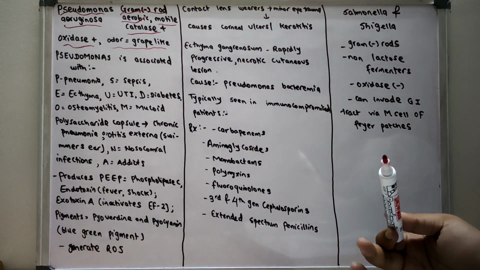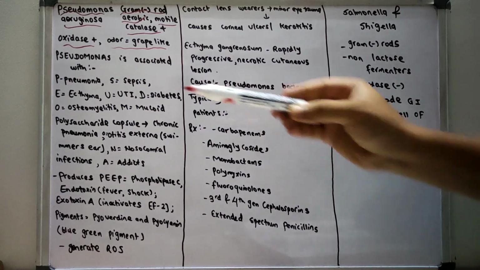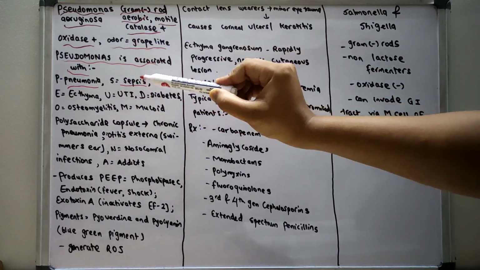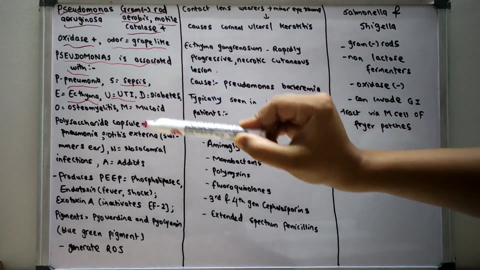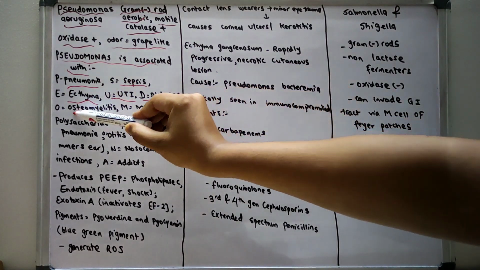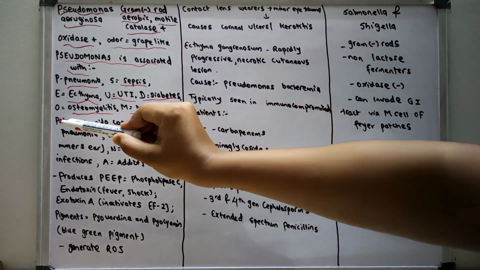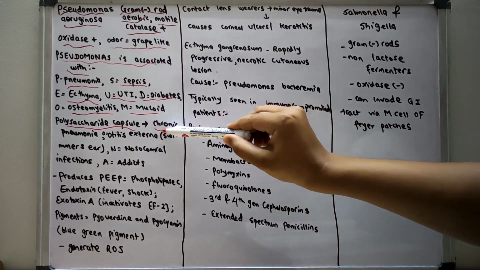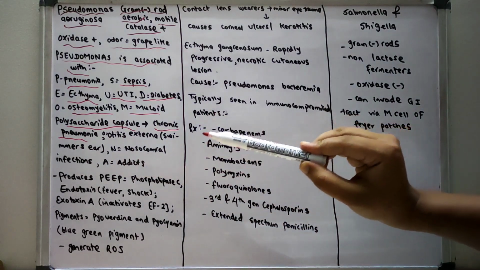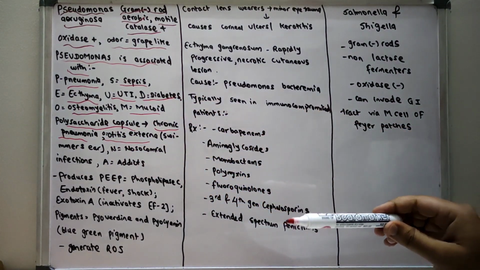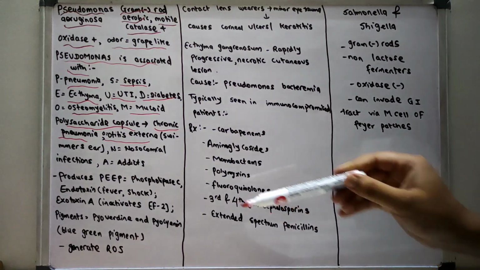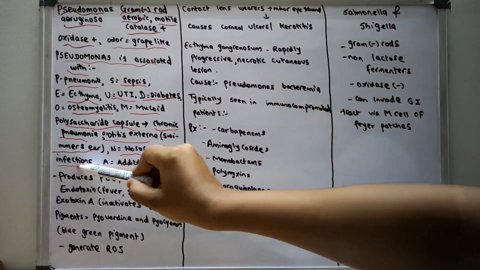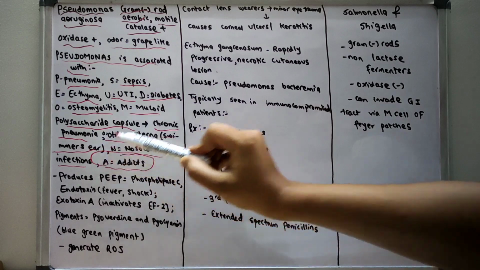So what is Pseudomonas aeruginosa associated with? Pseudomonas is associated with pneumonia, sepsis, ecthyma, urinary tract infection, diabetes, osteomyelitis, and mucoid polysaccharide capsule. The mucoid polysaccharide capsule is the one responsible for chronic pneumonia. It is also associated with otitis externa. Otitis externa due to Pseudomonas aeruginosa is called swimmer's ear. It is associated with nosocomial infection and it is also associated with addicts.